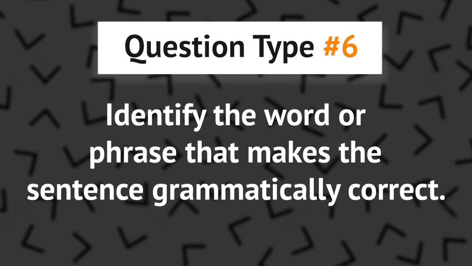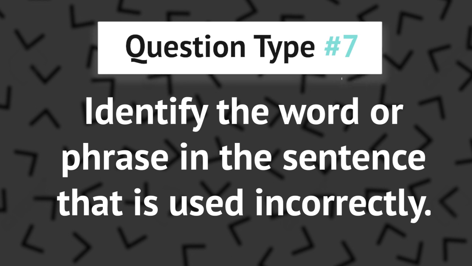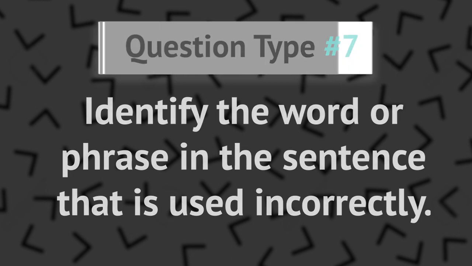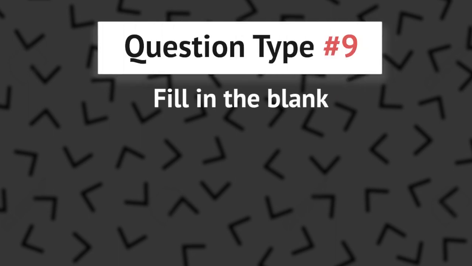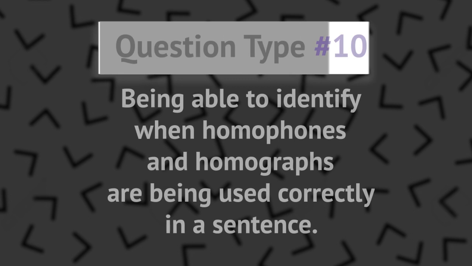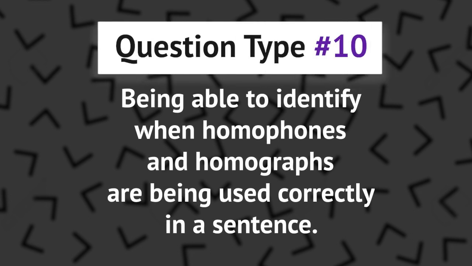Number six, select the word or phrase that makes the sentence grammatically correct. Number seven, select the word or phrase in the sentence that is not used correctly. Number eight, select the sentence in which some sort of noun is used as a verb. Right, so know kind of how nouns and verbs work. Number nine, select the correct words for the blank in the following sentence. So you'll have fill in the blanks, you'll have different word options, and you need to know which word best completes that sentence.